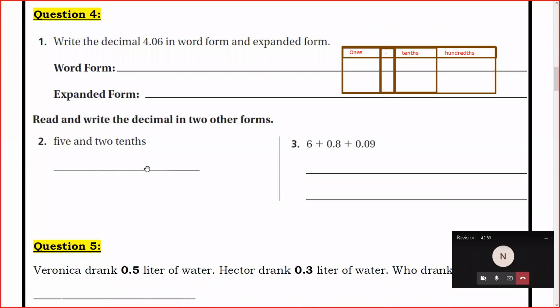Okay. Now here: read and write the decimal in 2 other forms. Let's take another example here. 5. Can I go to the bathroom? Yes, for sure. Now, 5, and as I told you before, the word and means decimal point. 5 and 2/10. What does it mean here? 2 is in the tenths place. So I will write it now as 5.2.